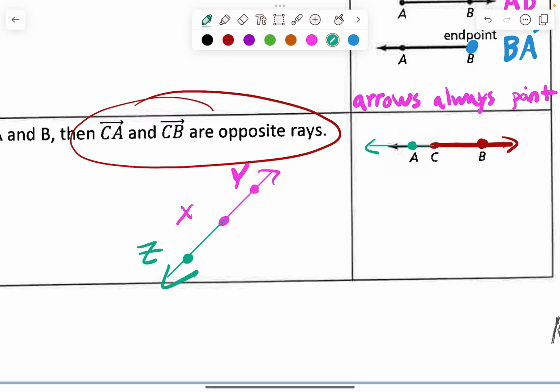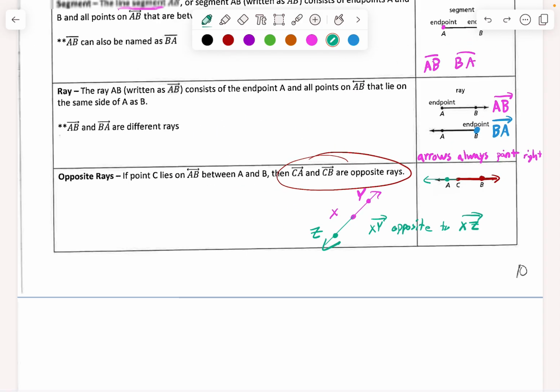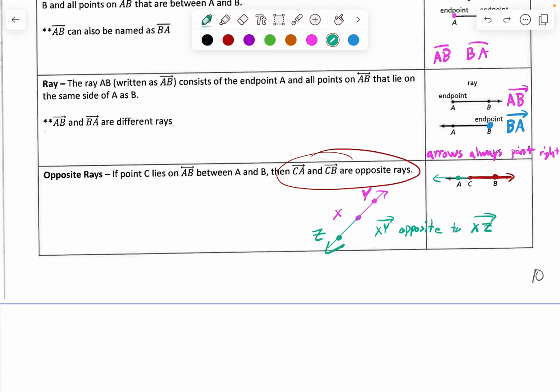So XY is opposite to XZ, right? And always point those arrows to the right. You're gonna see a couple examples today in the extra practice review that would help out with that.